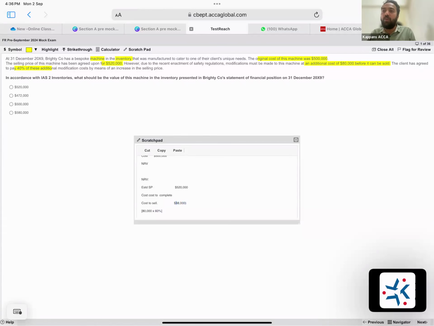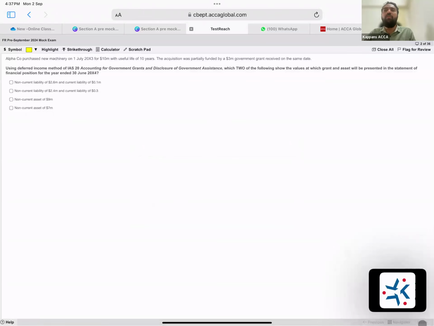So 520,000 minus 48,000 is equal to 472,000. So the NRV is equal to 472,000. So cost is equal to 500,000 and NRV is equal to 472,000. So 472,000 is lower. So inventory will be recognized at 472,000. So option B is the answer. Moving forward to the next question.